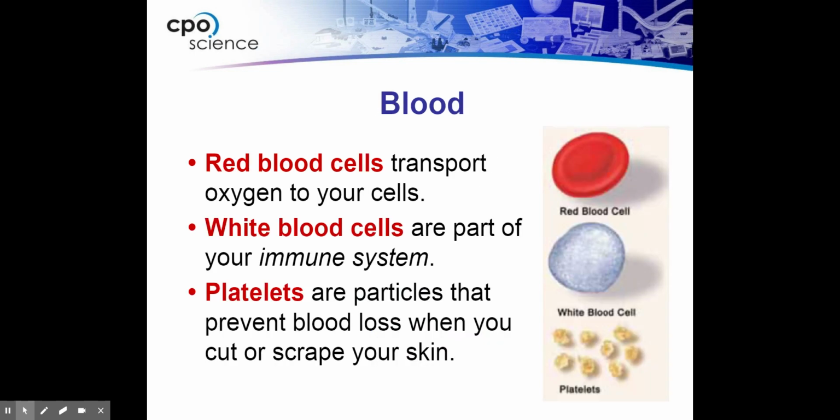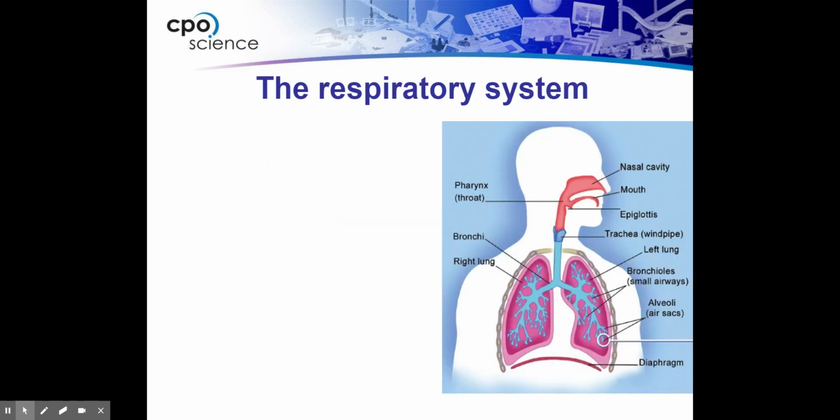cut. Speaking of blood, blood is composed primarily of red blood cells, white blood cells, and platelets. Red blood cells transport oxygen. White blood cells are part of your immune system, and platelets are the particles that prevent blood loss when you cut or scrape your skin. Basically, they help it to clot.